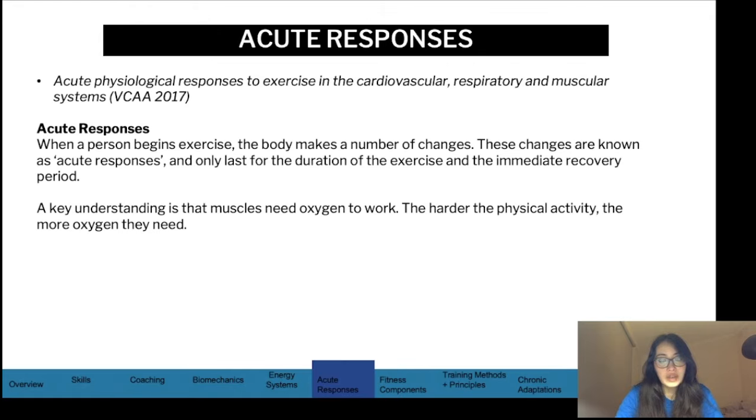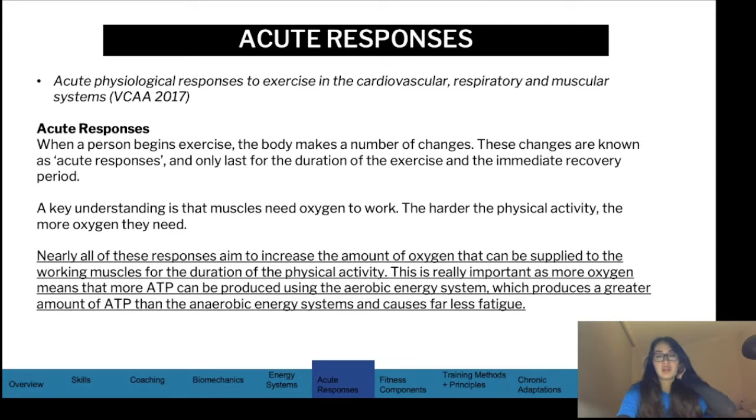So what are acute responses? When a person begins exercise, the body makes a bunch of different changes. These changes are known as acute responses and only last for the duration of the exercise and the immediate recovery period. The muscles need oxygen to work. The harder the physical activity, the more oxygen they need. So a lot of these acute responses actually revolve around getting more oxygen to the muscles.